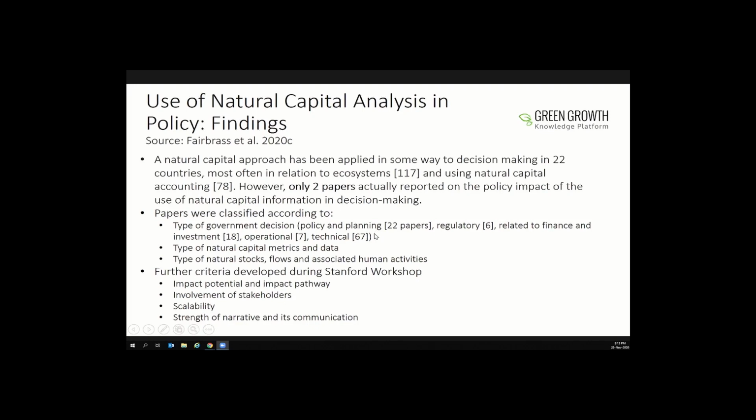Something which we found absolutely extraordinary from this work was that only 2 papers actually reported on the policy impact of the use of natural capital information in decision making. So lots of the papers were talking about the sorts of things that the authors hoped would happen with the application of natural capital information in respect to policy, but actually only 2 papers gave any kind of evaluation as to what had actually been done.